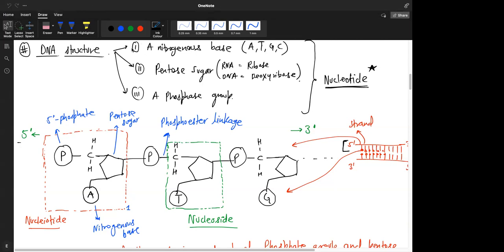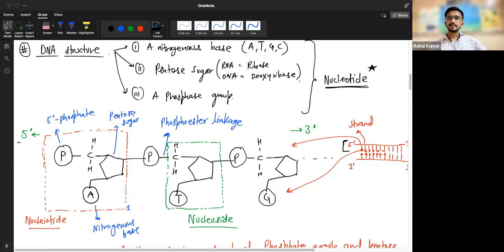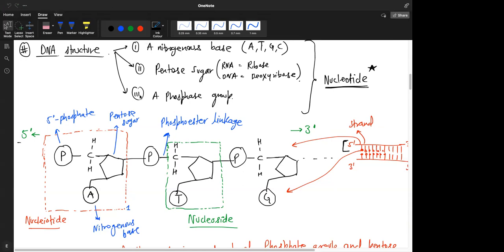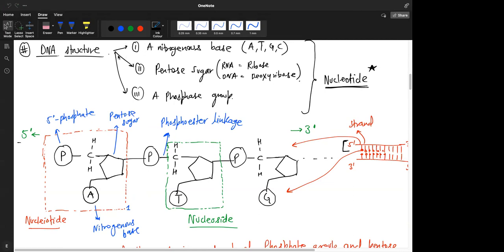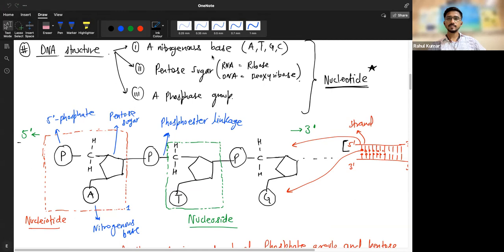Sir, you explained to us how these three make the nucleotide. These are the components of the DNA. In a DNA structure, there are three things: a nitrogenous base, a pentose sugar, which in case of RNA is called ribose sugar, and in case of DNA is called deoxyribose sugar. And the third thing is a phosphate group. And this is how these three are arranged, right?